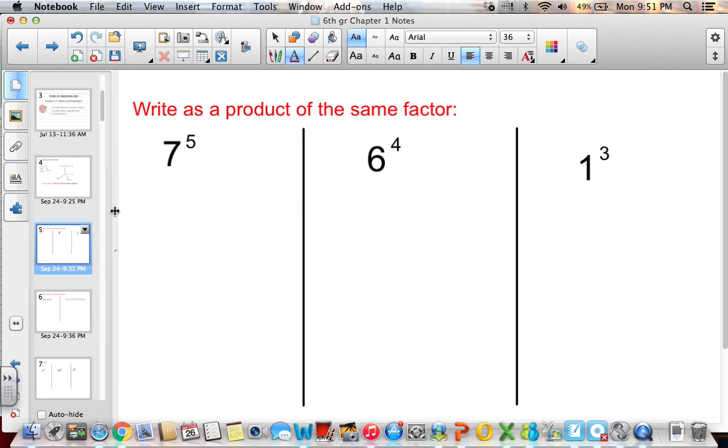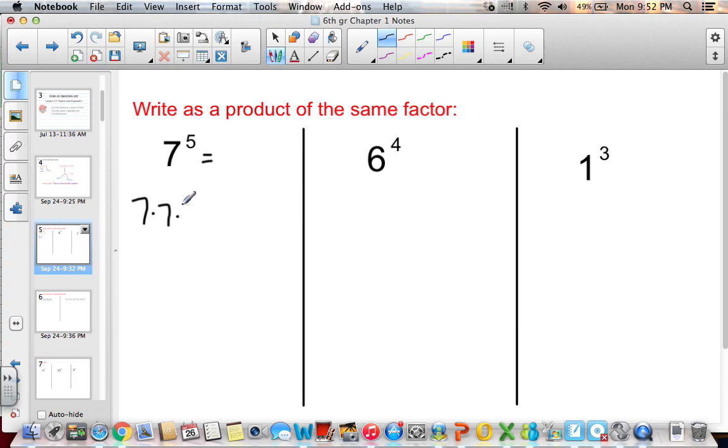So if we want to write these exponents and these powers as a product of the same factor, we can look at 7 to the 5th and as a product of the same factor. So 7 to the 5th is the same as 7 times 7 times 7 times 7 times 7. 1, 2, 3, 4, 5. And this is our exponent 5. So 7 to the 5th is the same as 7 times 7 times 7 times 7 times 7.